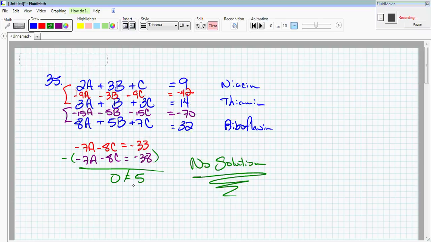But when you end up with a statement that can never be true, no matter what the value of the variables would be, 0 is never going to be equal to 5. You have an inconsistent system and there's no solution. There's no combinations of these 3 different types of pellets to give us the total vitamin intake that this particular person is looking for. And that's how you do question 35.